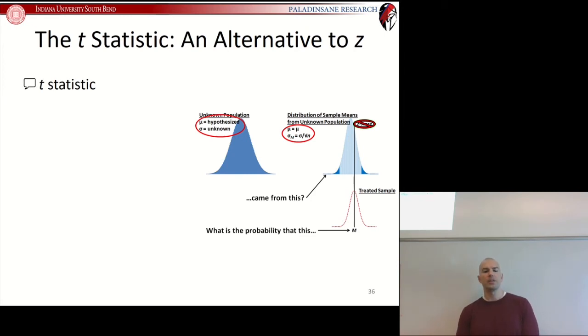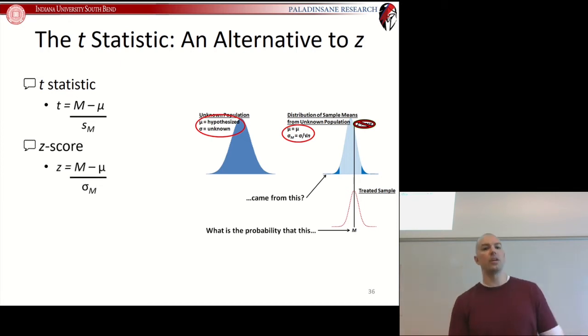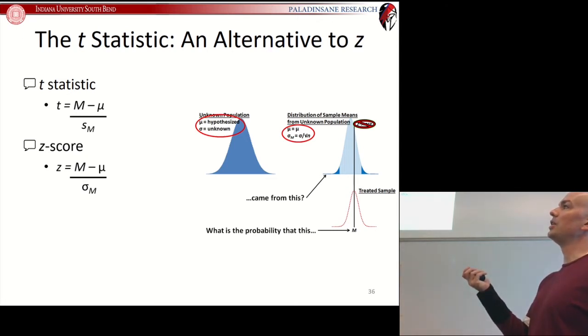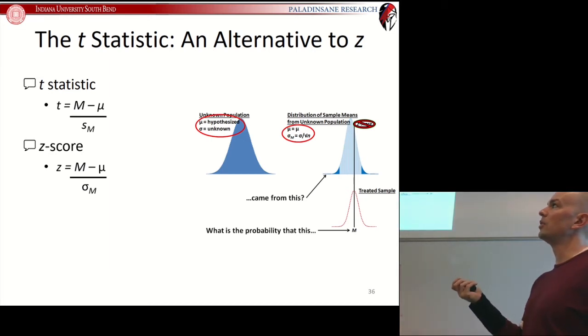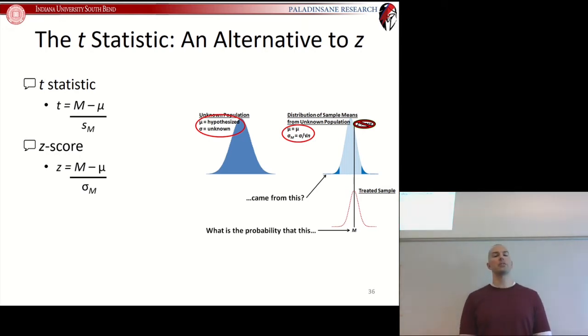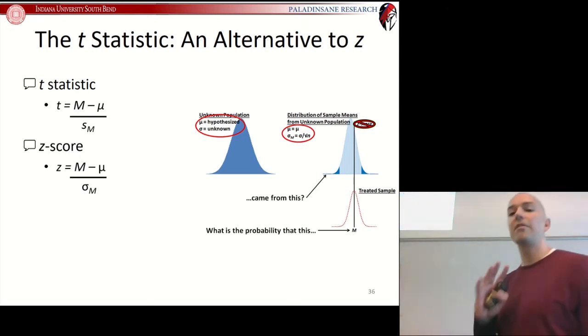So the t statistic, there's a new formula for calculating the t statistic. That's what it looks like. If you remember the formula for calculating your z-score, that's what it looks like. And basically the only difference is that instead of using the known standard deviation for your comparison distribution, we are now using the estimated standard deviation for the comparison distribution. But everything else is the same.